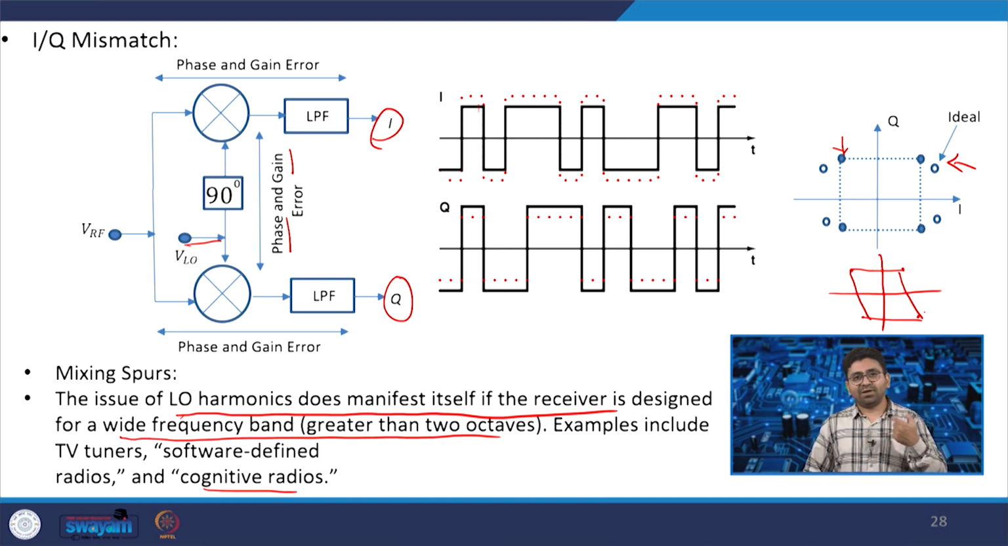However, it comes with demerits also. The demerits we have seen are LO leakage, the problem of DC offset, flicker noise, IQ mismatch, and mixing spurs. So, all these problems are also there while designing the direct conversion receiver. We need to be careful while designing, and we need to consider all these demerits also.